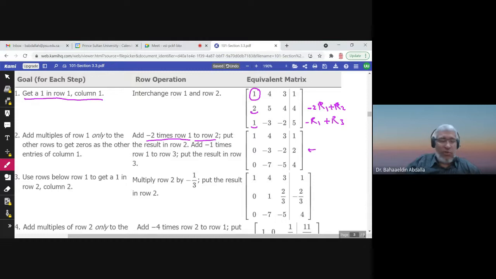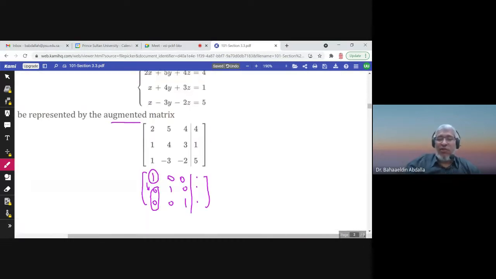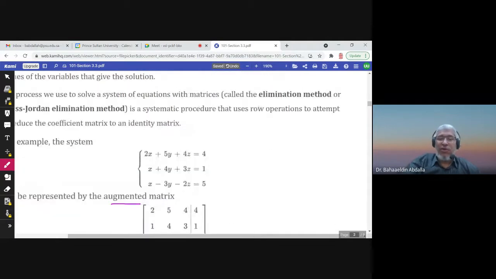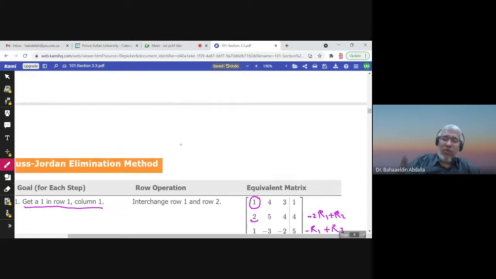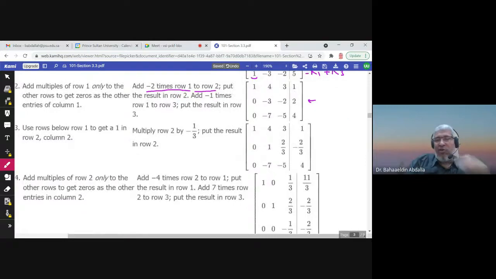Now let us go to column 2. What do we need in column 2? First, you make 1. So first, I make this. This is step 3 now. This number, I make it 1. How do I make it 1? I interchange this row with row 3, if there is 1 here, or I just multiply by 1 over 2 or 1 over 3 or so on.